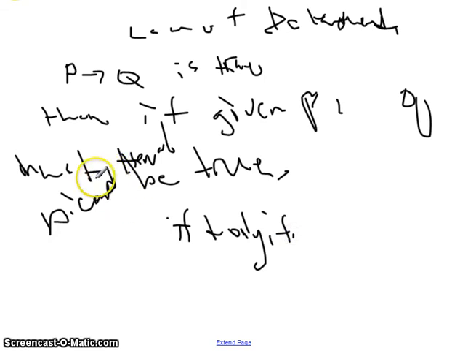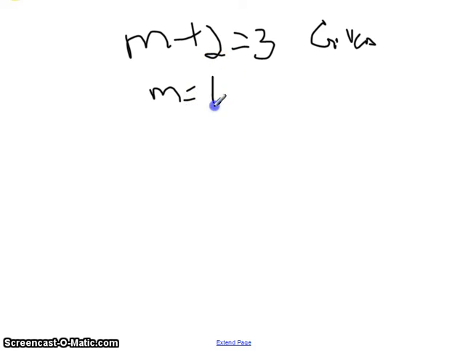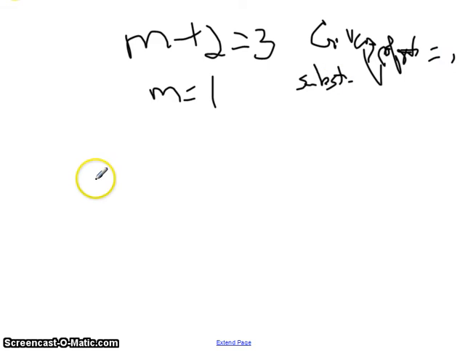Okay, let's see, then the properties. So they'd give you an equation like m plus 2 equals 3, and you'd say given to begin, and then you'd use the subtraction property of equality to get m equals 1, and that would be just the subtraction property of equality, and then we'd be done with that one.